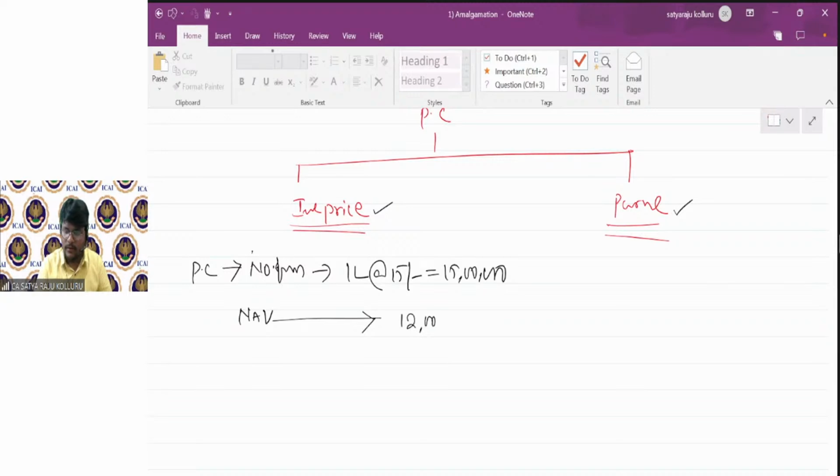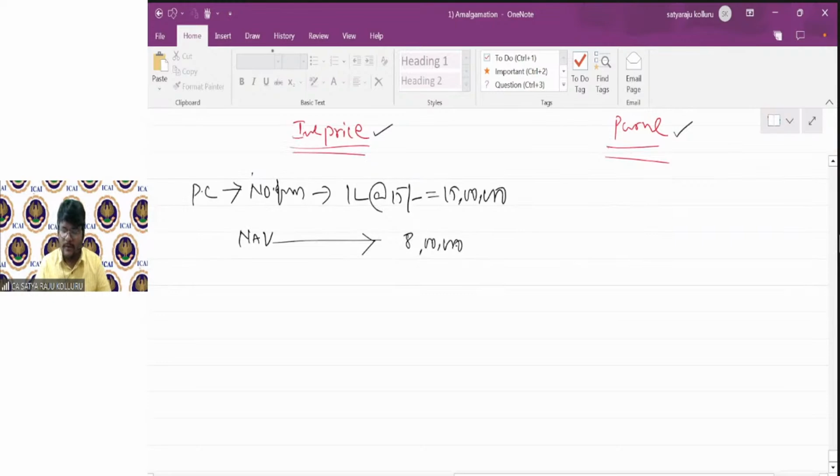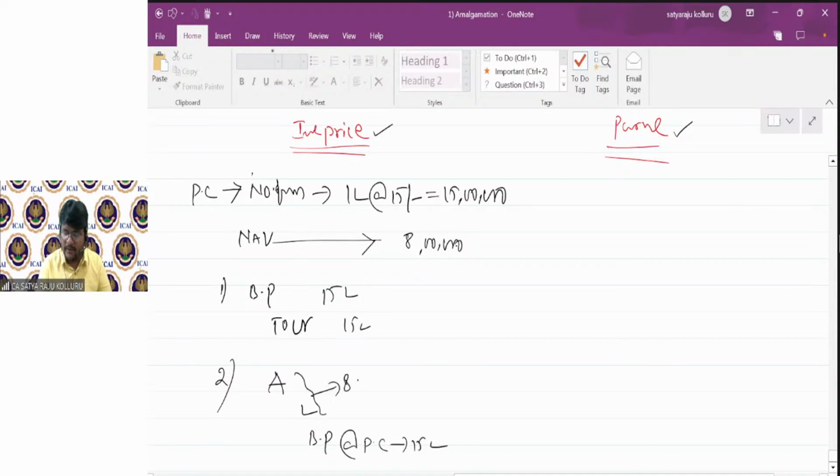Or you can consider 8 lakhs. That's a better thing for me. Okay, NAV is 8 lakhs. Now tell me, guys, if I compare PC with NAV. The first entry, as usual, is business purchase to liquidator, 15 lakhs I need to record. Number two, assets and liabilities, business purchase at the rate of PC, which is 15 lakhs. This is nothing but NAV, which is 8 lakhs.